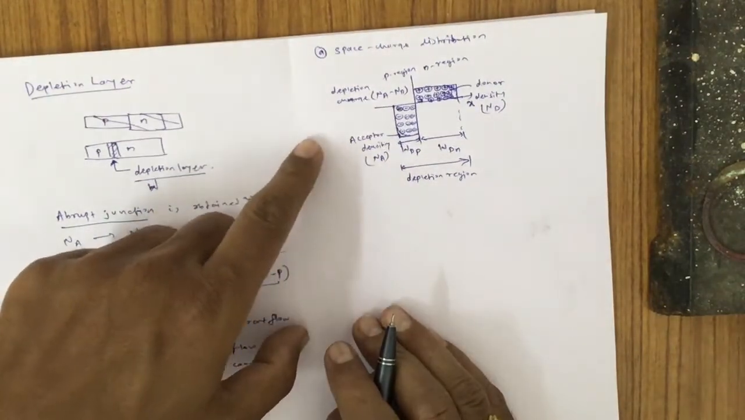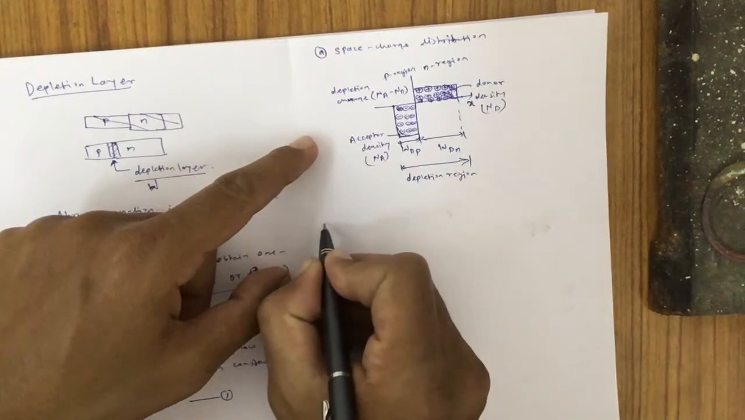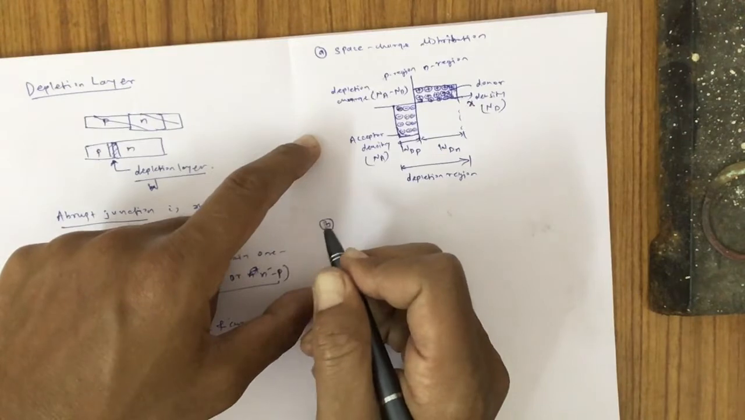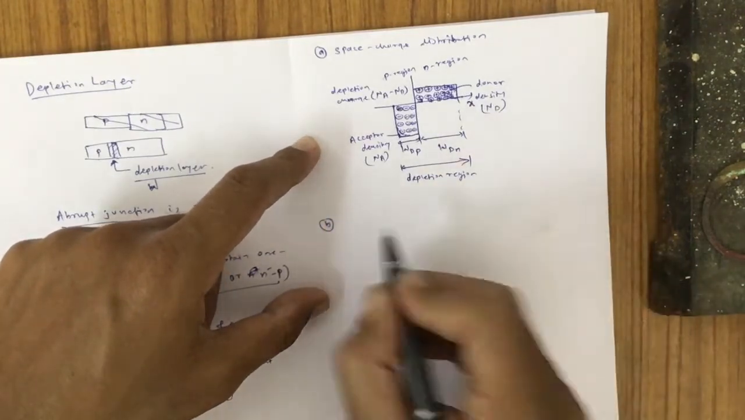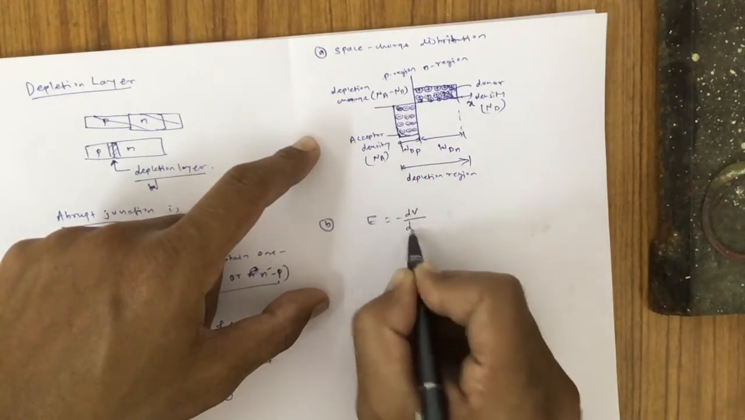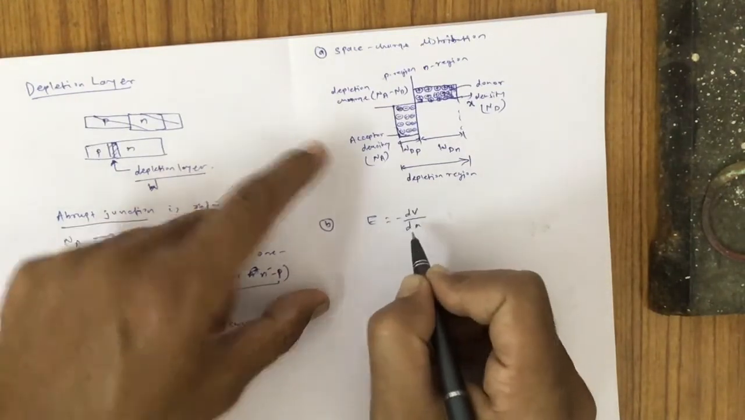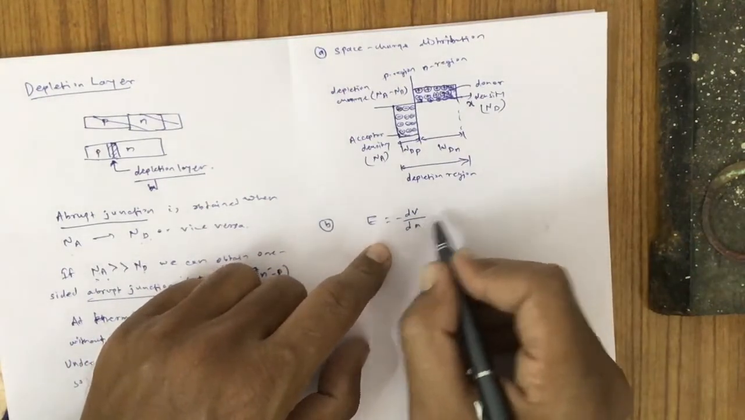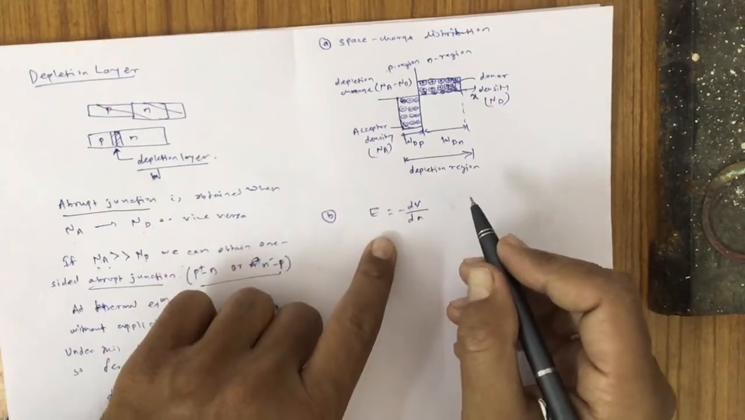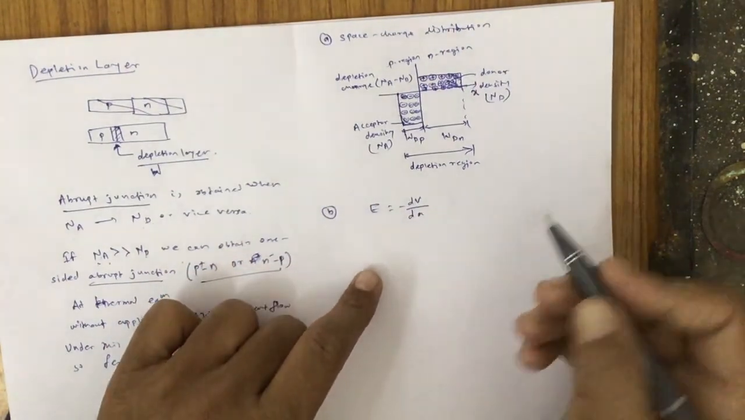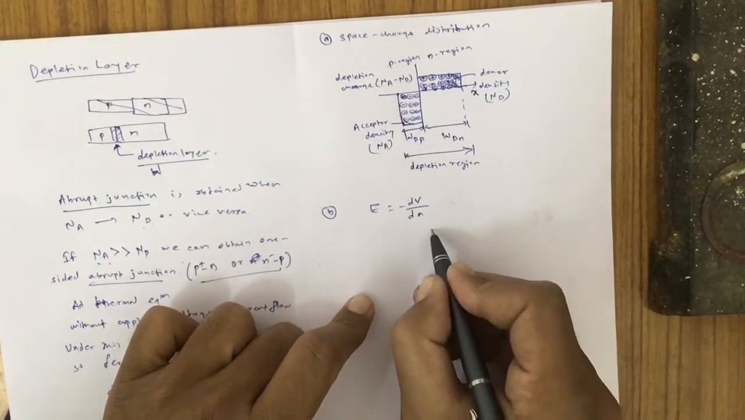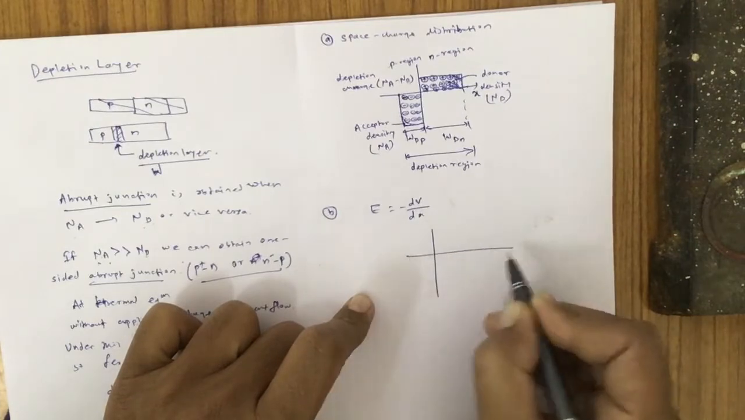This is one of the diagrams which will be required. One more diagram is the electric field distribution. Electric field is nothing but minus dV by dx, the field gradient. Generally, potential is represented with psi, and electric field is nothing but the gradient of the potential, and it is given by this diagram over here.